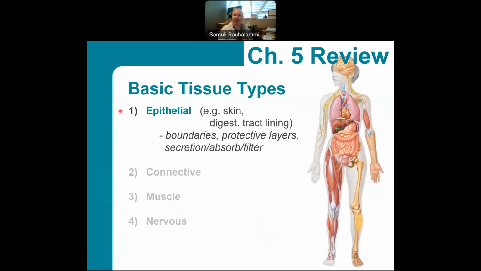Some of the examples that I can think of for epithelial tissues, well, an obvious one that we're going to start our course with as an organ system would be our integumentary system and the skin in that system. So a very good example of epithelial tissue forming the boundary between inside and outside of the body. We also find epithelial tissues, for example, lining our digestive tract. So that's another place where we might look for them.